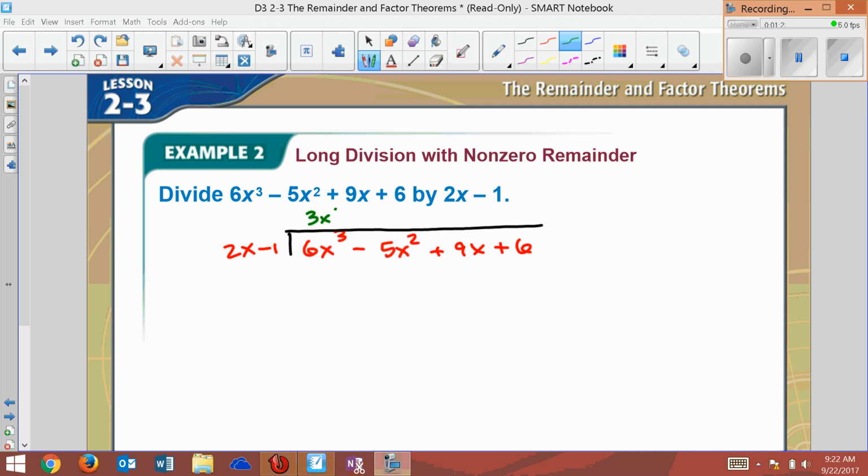So again, I ask myself, what times this gives me that? And it's going to be 3x squared. If I multiply by 3x squared, I get 6x cubed there, and this will be minus 3x squared. Now remember, you always switch signs when you divide. You sign switch. So now I have a positive and a negative. Those cancel, and this becomes negative 2x squared, and I pull down the 9x. Now I multiply the next. What times this gives me that?